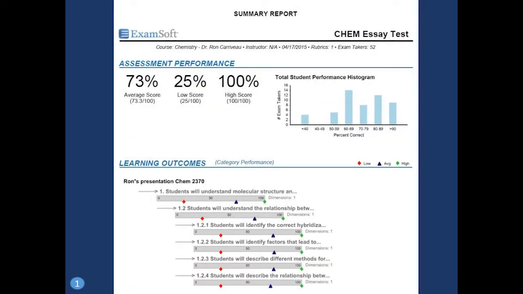Similarly, the next report you're seeing is an essay version. The previous was a multiple choice, but it can also be done in terms of rubric-based assessment. Similar kind of view of the attainment of learning outcomes.